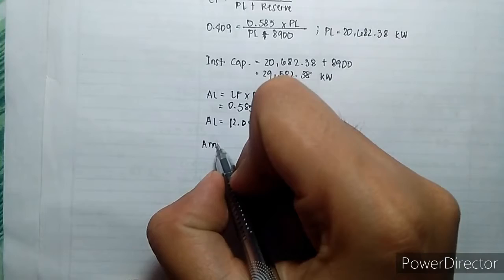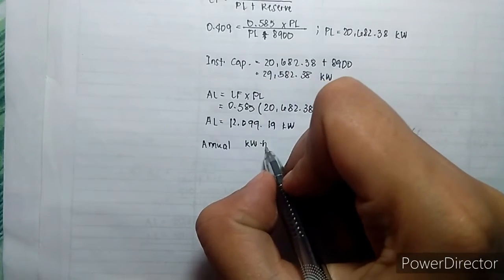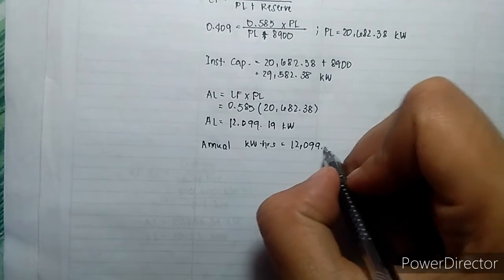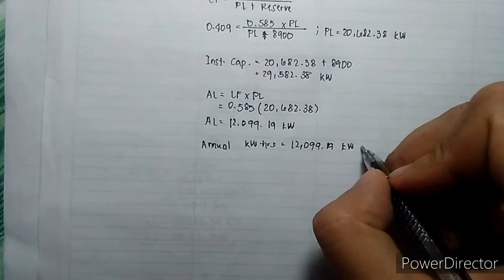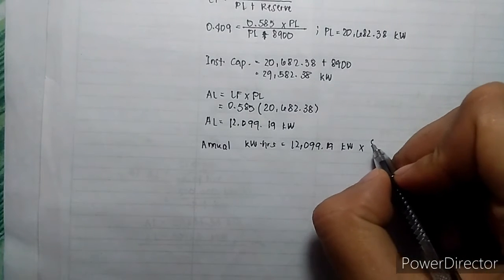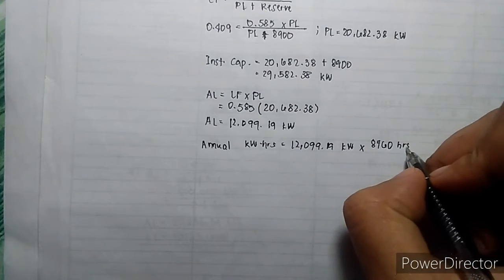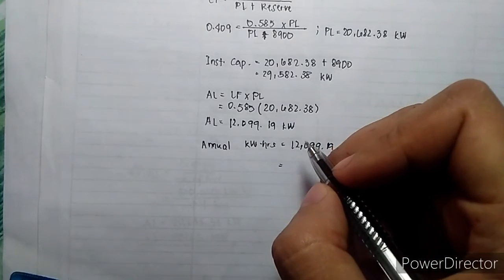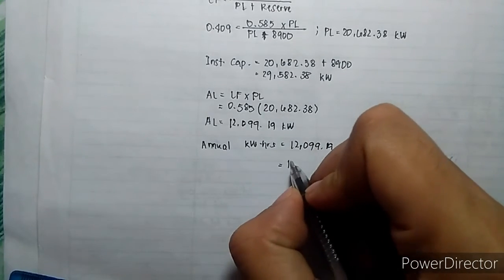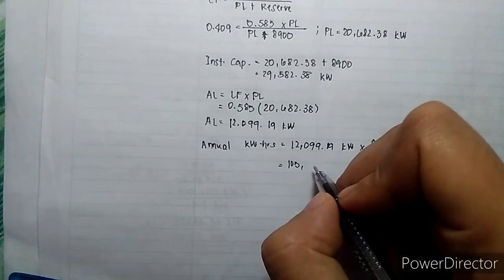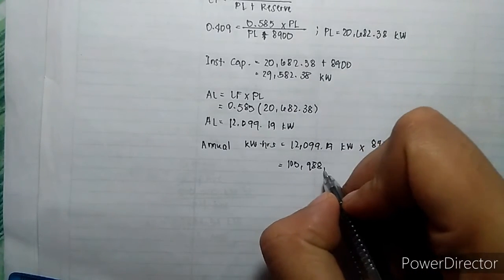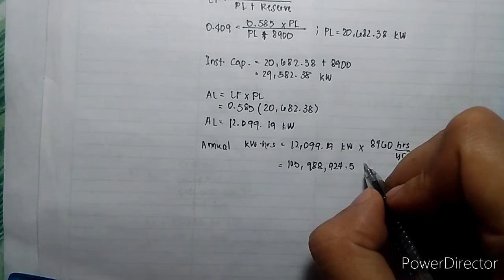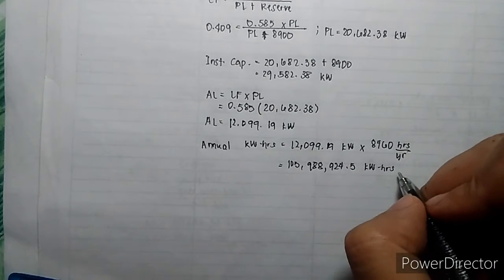The annual kilowatt hours is equal to 12,099.19 kilowatts times 8,760 hours per year. The annual kilowatt hours is equal to 105,988,924.5 kilowatt hours per year.